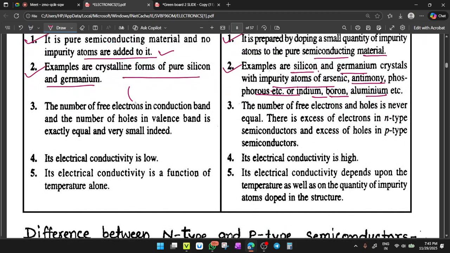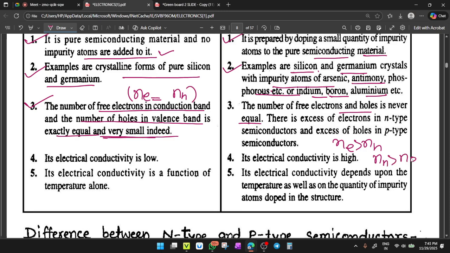In an intrinsic semiconductor, the number of free electrons in the conduction band is exactly equal to the number of holes in the valence band, and still they are very small because they are thermally generated electrons and holes. Fine. In an extrinsic semiconductor, the number of free electrons and holes are never equal. In an n-type semiconductor, the number of electrons is greater than the number of holes, and in a p-type semiconductor, the number of holes is greater than the number of electrons. Clear?